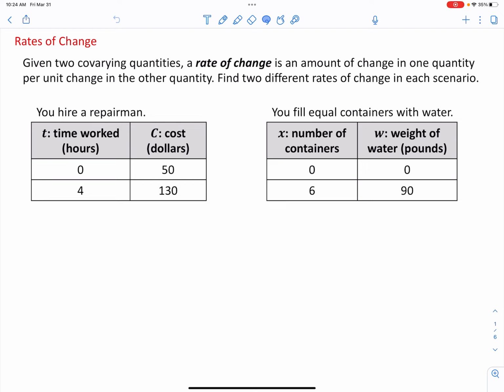Hello class. Today's topic is on rates of change. Given two covariant quantities, a rate of change is an amount of change in one quantity per unit change in the other quantity. Find two different rates of change in each scenario.